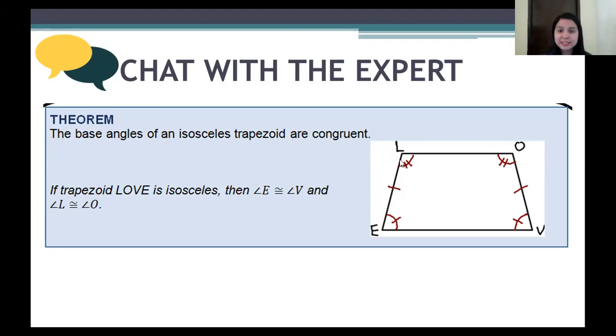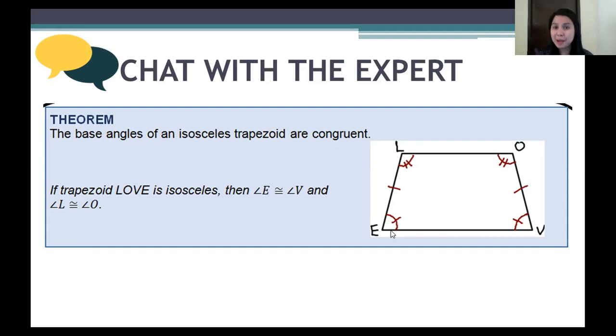Very good. That's LE and VO or OV. Now, LE and OV are called legs. So in an isosceles trapezoid, the legs are congruent. Now, since the legs are congruent, the theorem says that the base angles of an isosceles trapezoid are congruent.